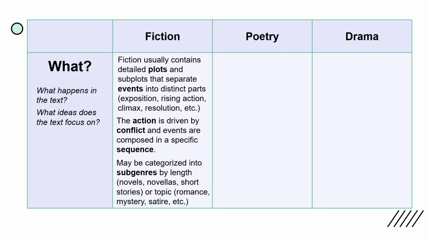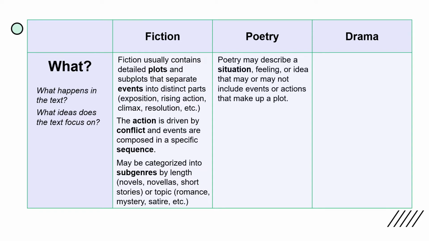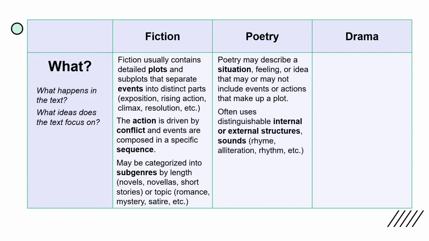Fiction may be further categorized into subgenres based on length, such as novels, novellas, or short stories, or based on topic, such as romance, mystery, or satire. Poetry may describe a situation, feeling, or idea that may or may not include events or actions that make up a plot. Poetry often uses distinguishable internal or external structures, sounds such as rhyme, alliteration, and rhythm, and sometimes uses subgenres like narrative, lyric, sonnet, or elegy.